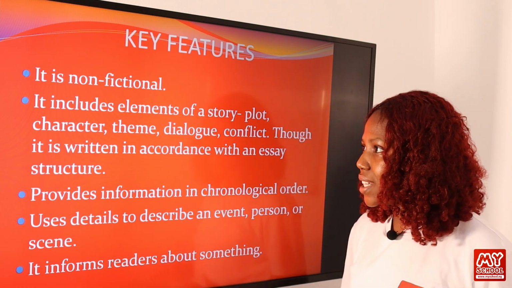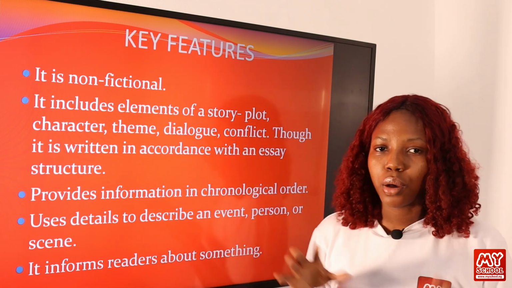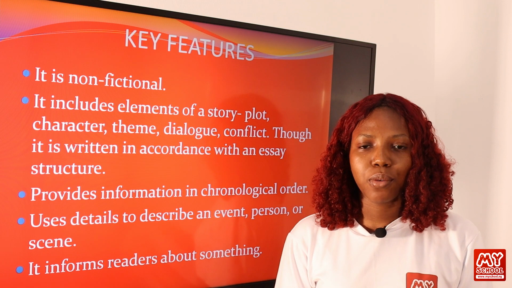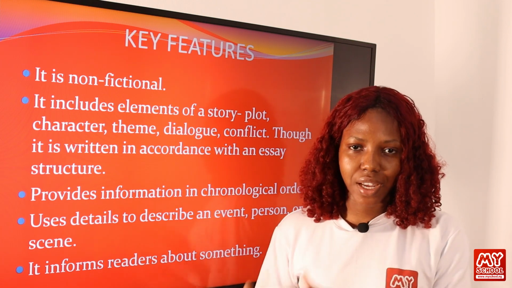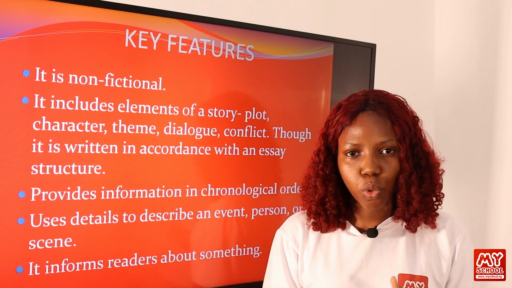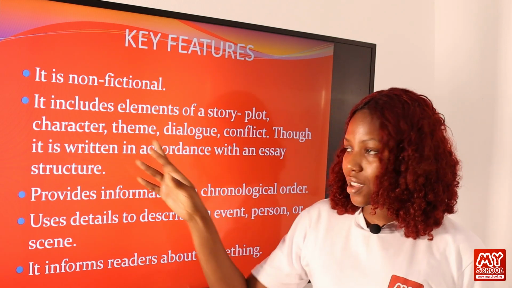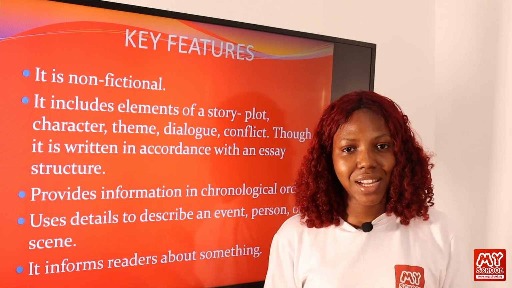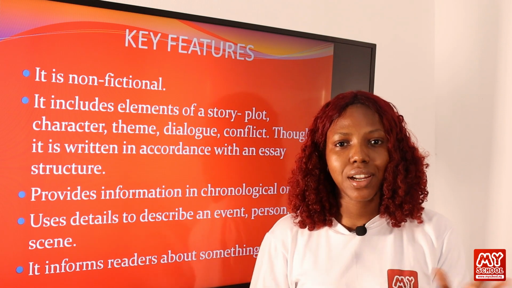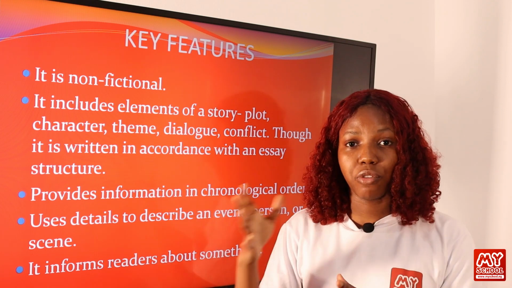And next is it involves elements of a story. What are the elements of a story? Plot. What is a plot? A plot is the arrangement of events, how certain things happen, the series of events. So that is your plot. Character. Your characters are the people or animals involved in your story that take action in your story. And next is theme. Theme is the message passed across, the message the writer is trying to pass across to you. Dialogue. Dialogue is the conversation between characters. We'll take a look at these examples as we move forward.